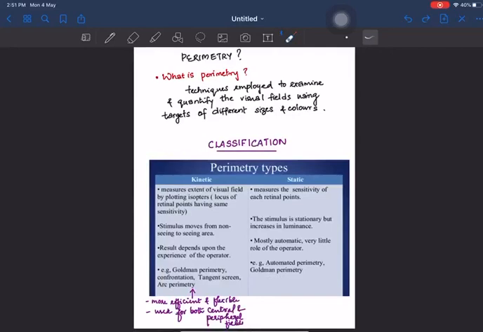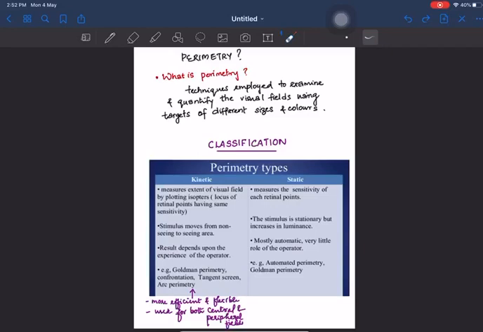What is perimetry? Perimetry is the technique used to assess our visual field, or in simple words, visual field charting. It can be classified into kinetic and static. In kinetic perimetry, we have a moving test object. The stimulus moves from a non-seeing area to a seeing area. It measures the extent of visual field by plotting isopters, and the result depends upon the experience of the operator. Examples are Goldmann perimetry, confrontation, and tangent screen test. These tests are more efficient and flexible, used for both central and peripheral fields.